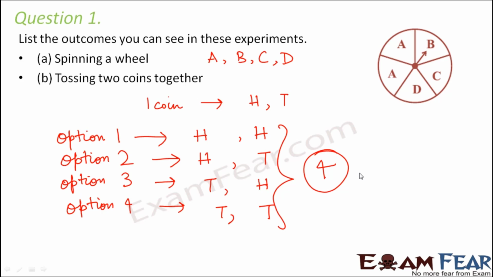Now in case you had been tossing 3 coins together, in that case it could have been something like this. So the possible options could have been something like this: head, head, head, head, head, tail, head, tail, head, and so on. So if you want, you can try this out as an exercise and see what are the total number of possible outcomes when you toss 3 coins together.